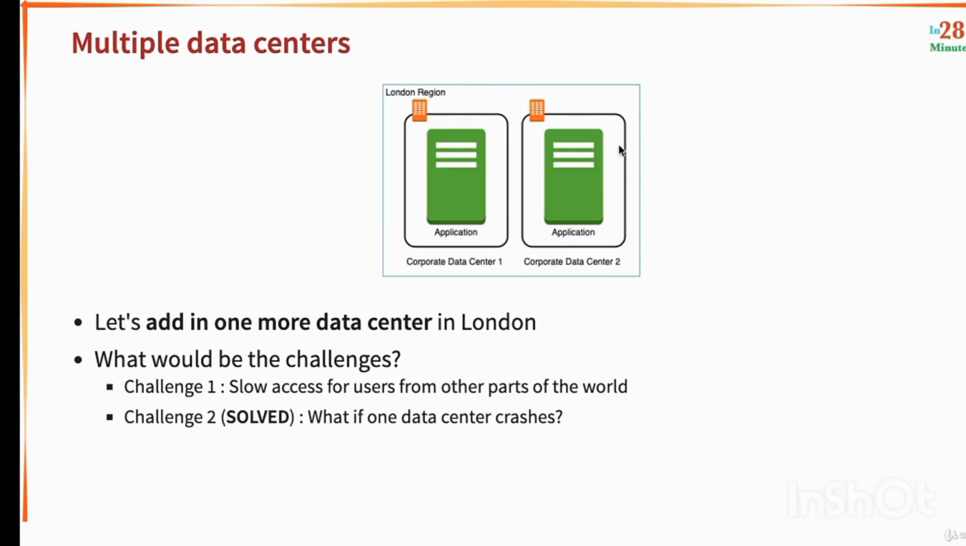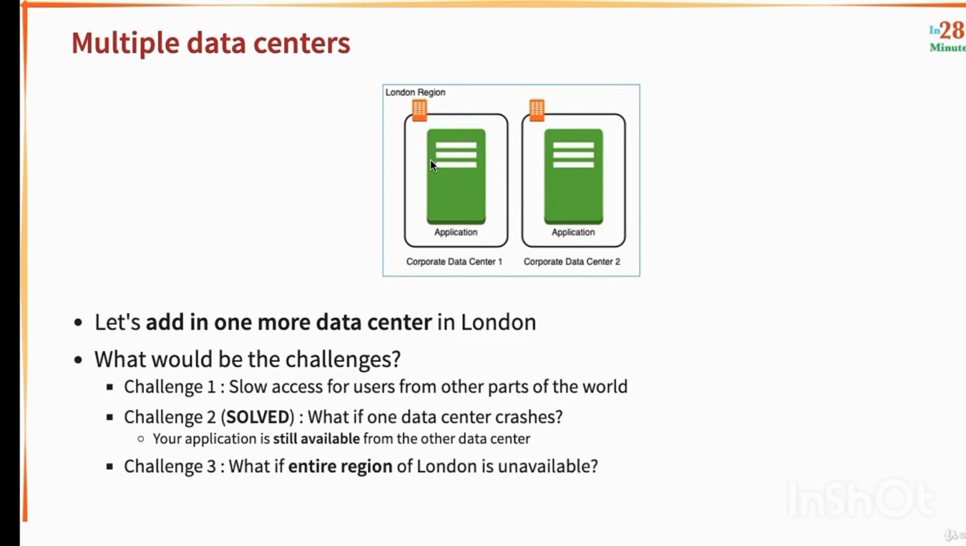Even if one of the data center crashes, what would happen? My application would be served from the other data center. So your application is still available from the other data center. Now, let's add in a new challenge. What if the entire region of London is unavailable? What would happen? Your application goes down.